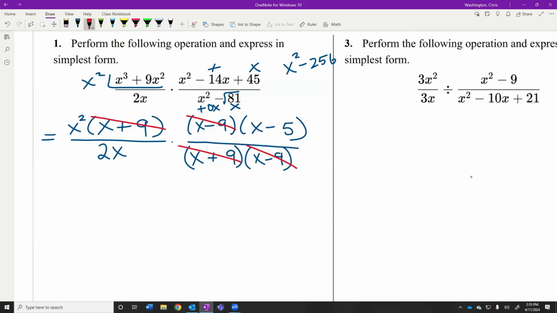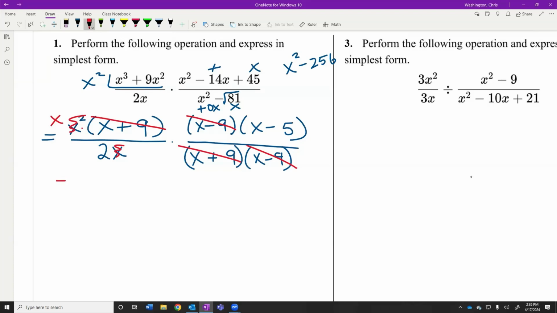cancel those out also. If they're both in the numerator, they don't cancel out. One has to be in the numerator and another has to be in the denominator in order for them to cross out. What about the x squared and the 2x? Can we cancel an x out? Yes, we can cancel an x out because we're multiplying. If we were adding, we wouldn't be able to cancel the x's out, but since it's x squared times 2x, the x squared is going to become x, and the x is going to cancel out. So we can cancel an x out.